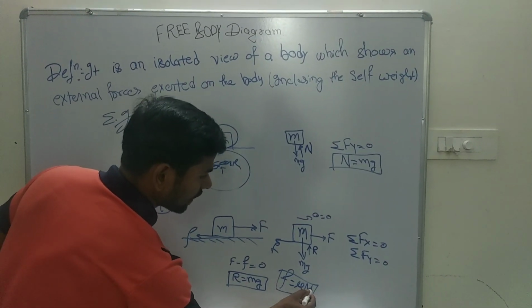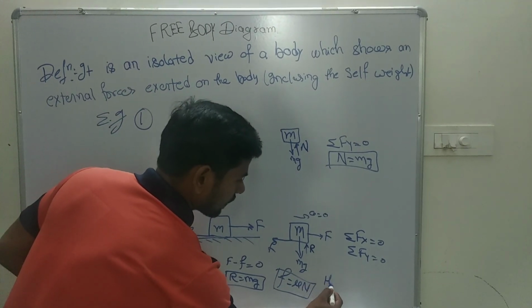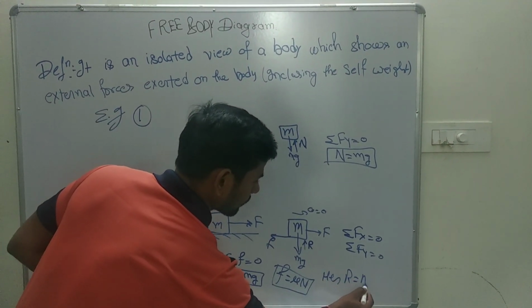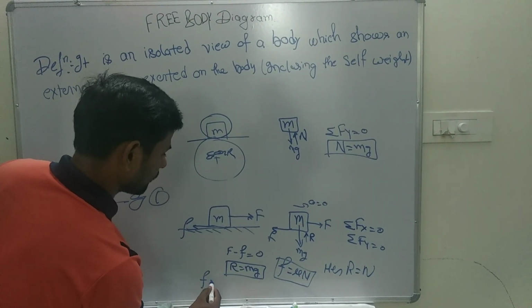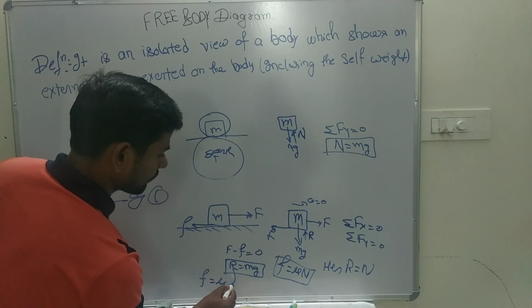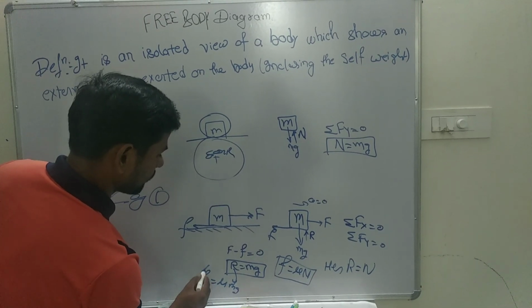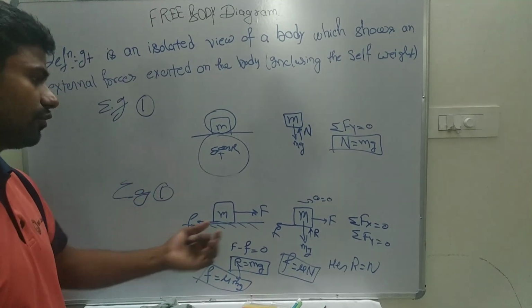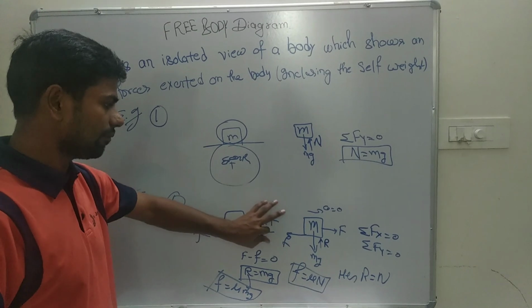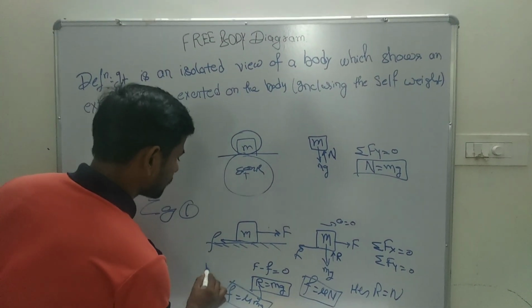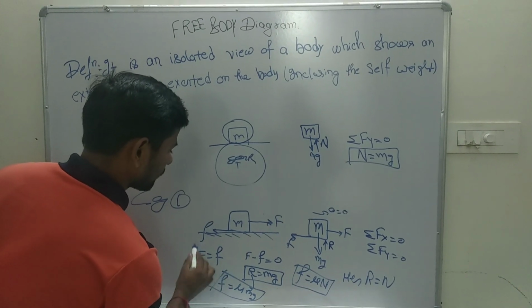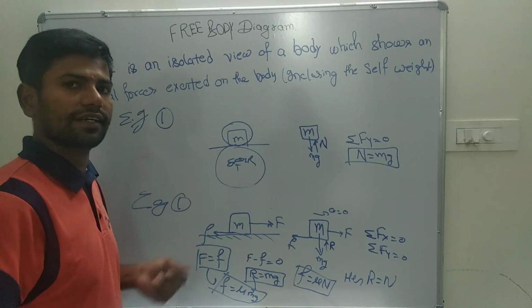Here the normal is R, so R is equal to N. Then we can get the frictional force: f is equal to mu at the place of normal, mg. So the frictional force f is equal to mu mg. If you want to find how much external force F is acting, then the capital F is equal to the frictional force f, which we have already calculated.